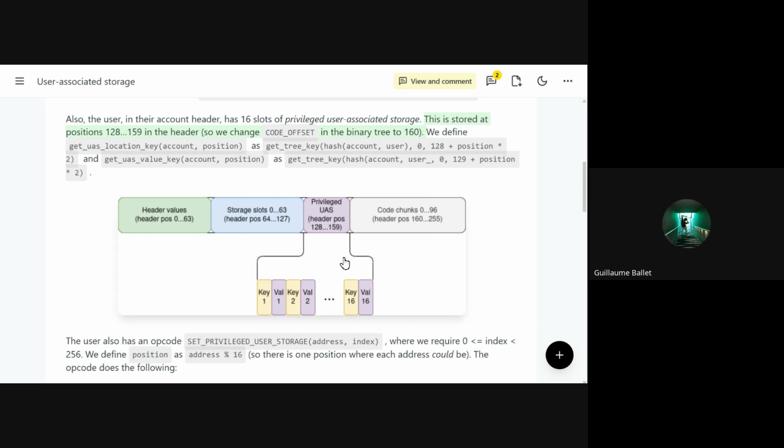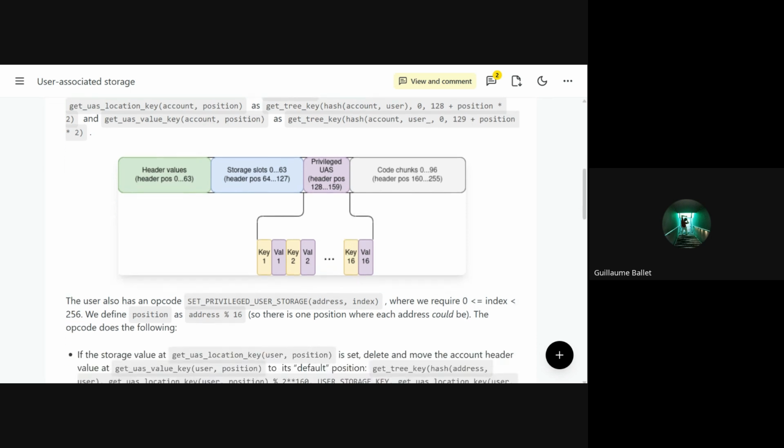And I'm suggesting we squeeze in these privileged UAS positions. The idea is that it's a list of 16, and it's just key, value, key, value, key, value, key, value.